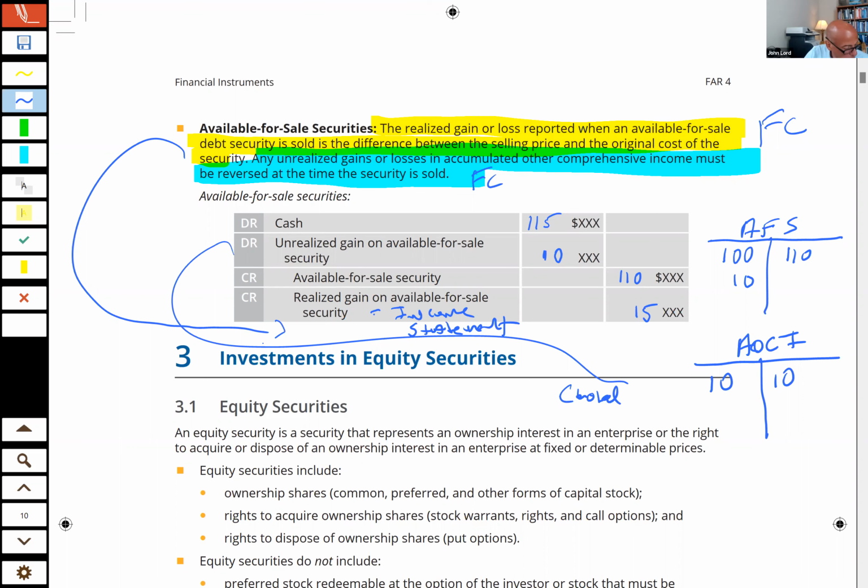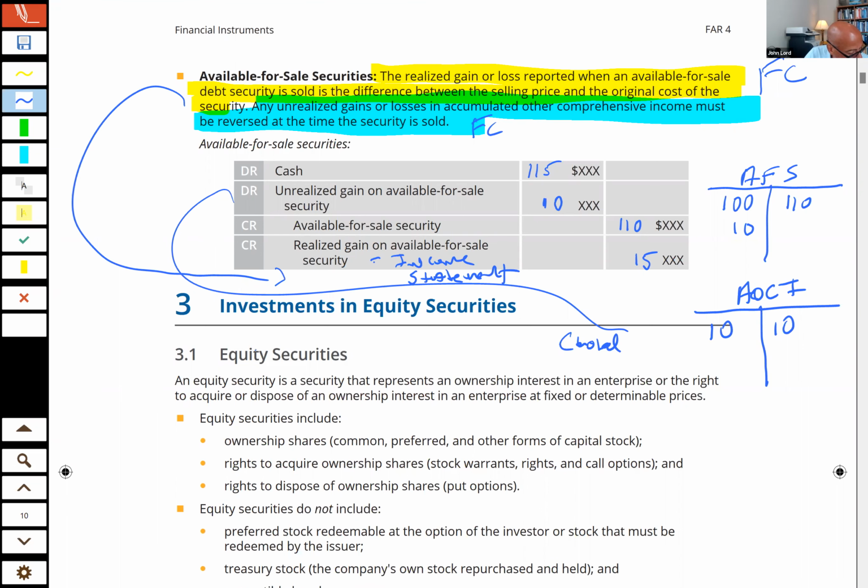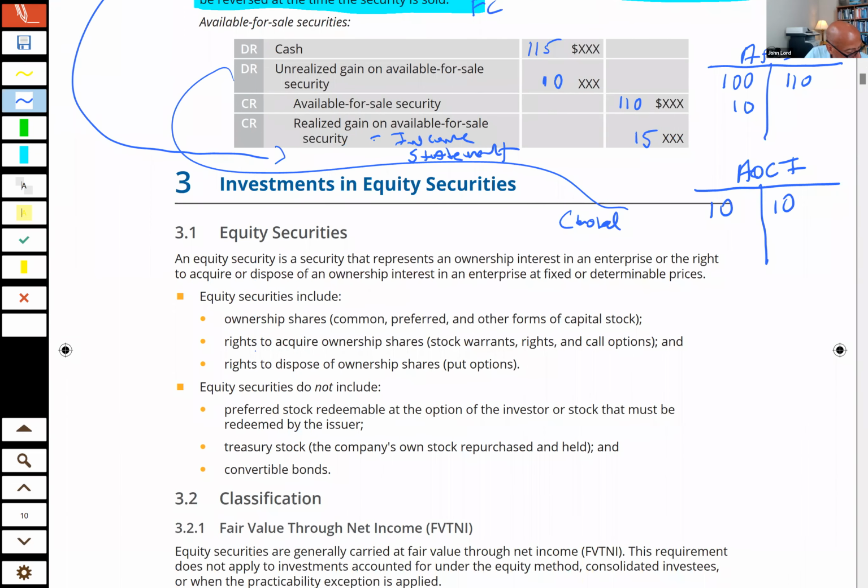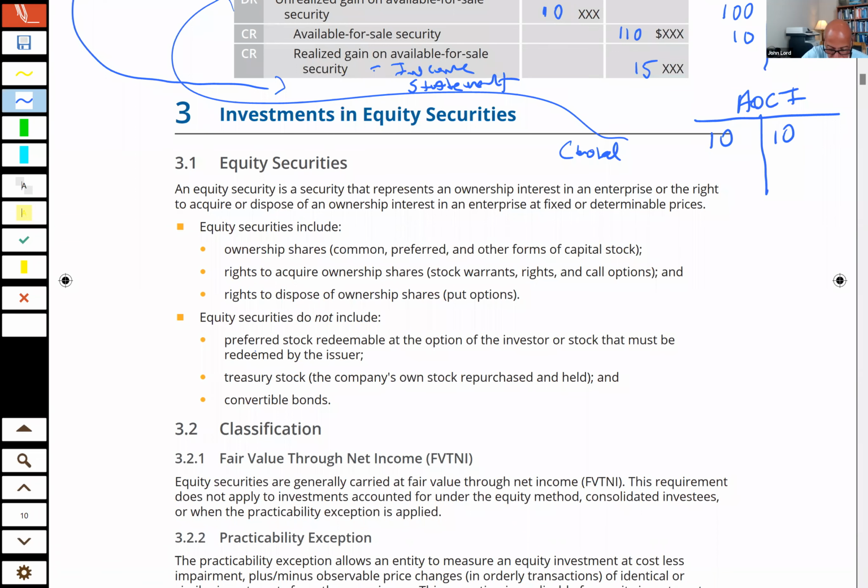Okay, good. Come over and let's look at investment in equity securities now. We're going to talk about two methods, either the fair value through net income method, which is what we're going to look at first right now, and then we'll look at the equity method. We'll probably take a little break and look at the equity method.